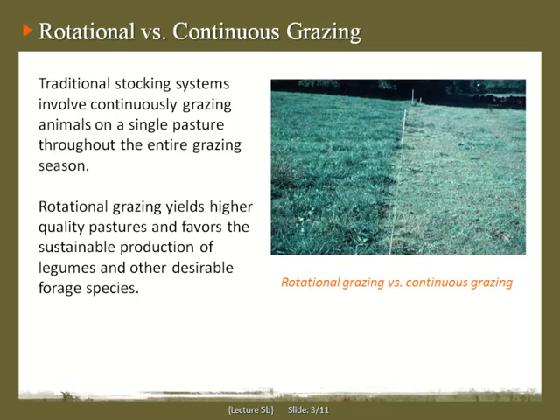Rotational grazing yields higher quality pastures and favors the sustainable production of legumes and other desirable forage species. Moving to an improved grazing system will improve yield per acre beyond that of continuous grazing. Rotational grazing allows the producer to adjust stocking rates to the changing growth rates of forage throughout the season. Continuous grazing, on the other hand, does not allow for pasture rest periods that allow forage regrowth to occur. Continuous grazing can therefore lead to overgrazing during slow forage growth periods, which reduces the potential yield of the pasture.